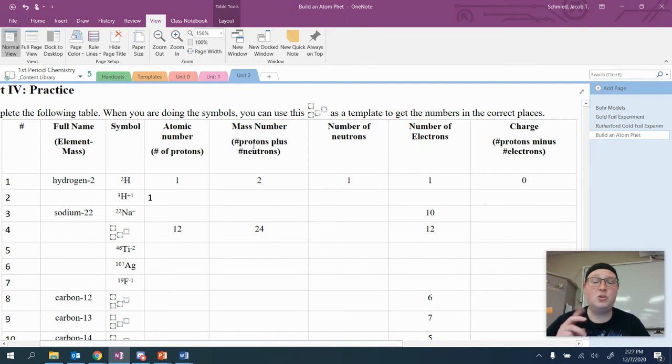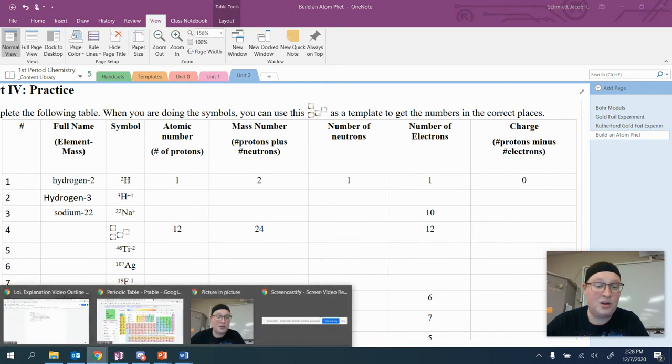Now I'm going to go through number 2, 3, and 4 here with you guys. Number 1 has already been done for you, so maybe that kind of gives you some hints on what to do. So for this first symbol on number 2, it tells me that it is hydrogen 3. That little 3 up in the top corner is telling me the mass. So right away from that symbol, I know the name is hydrogen 3. And because I know that it's hydrogen, I actually know the number of protons as well.